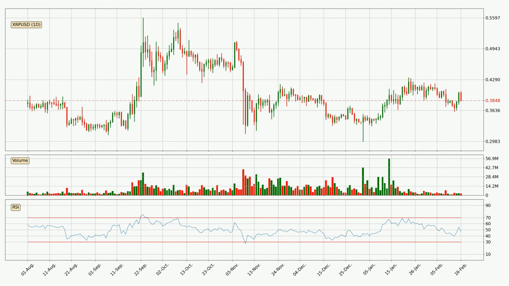Moving to the daily relative strength index, the current daily RSI is at 47, so it doesn't show signs of overbought or oversold conditions at this point.